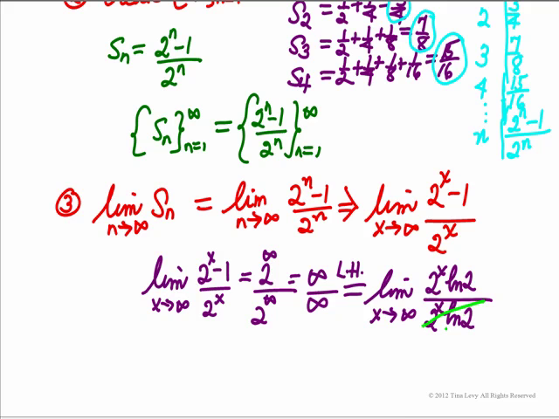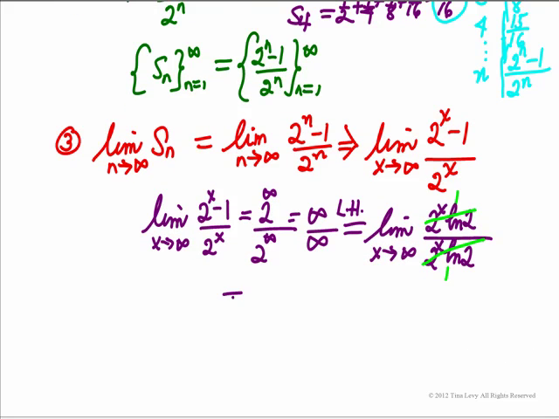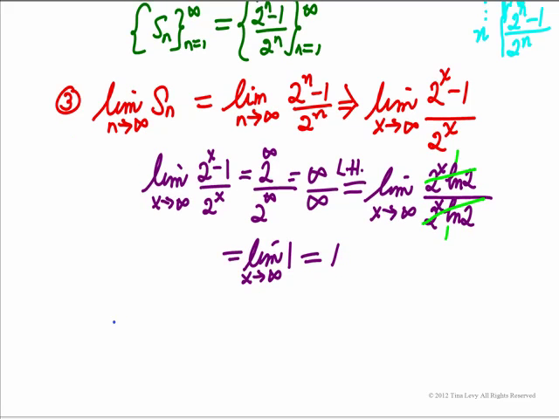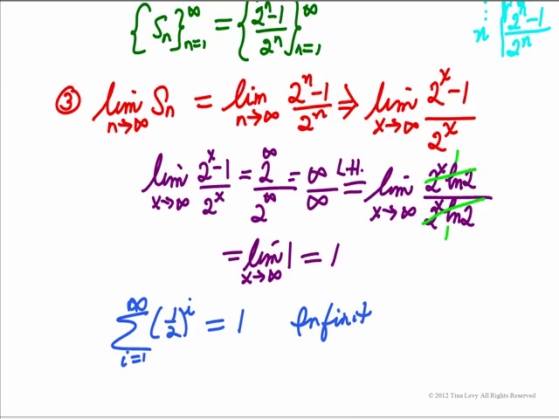I simplify, I always do that after L'Hopital's rule, and I get the limit as x approaches infinity of 1, but the limit of a constant is just a constant. Now that we've done this, that's our last step, and what that means is that the series as i goes from 1 to infinity of (1/2)^i has a limit of 1. That means it's an infinite sum and it converges to the value of 1.